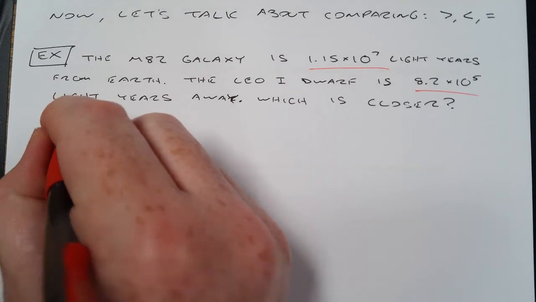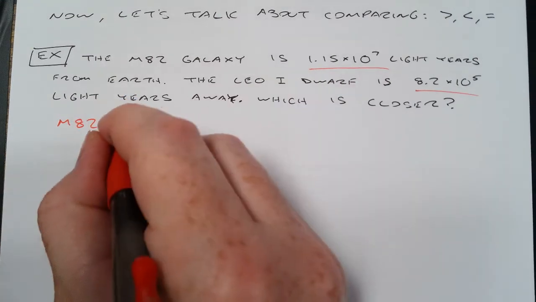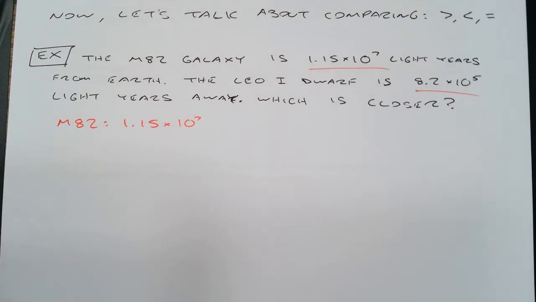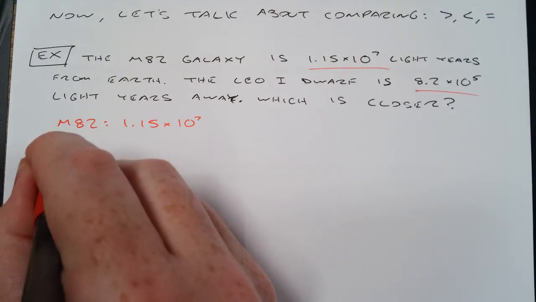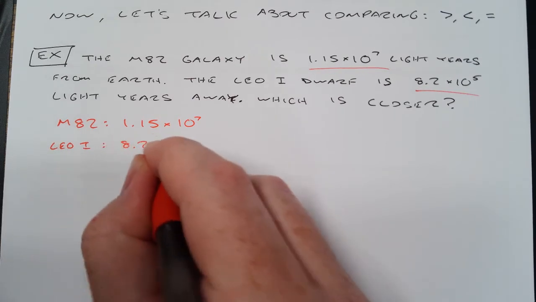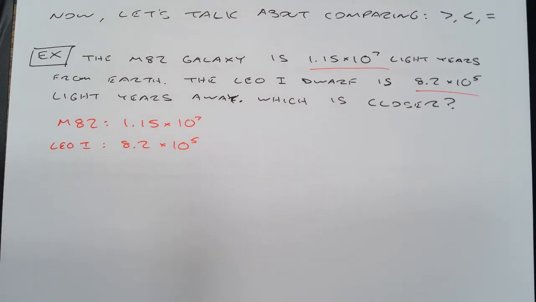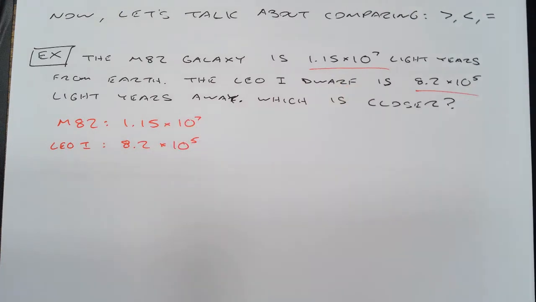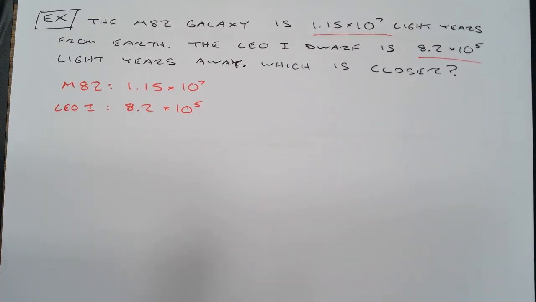Well, let's summarize. The M82 galaxy is 1.15 times 10 to the 7th light years away. The Leo 1 dwarf is 8.2 times 10 to the 5th light years away. Which one do you think is closer to Earth? Which one is the smaller number? Take a minute to think about it, make a choice, pick your favorite. Okay, now hopefully you picked one.